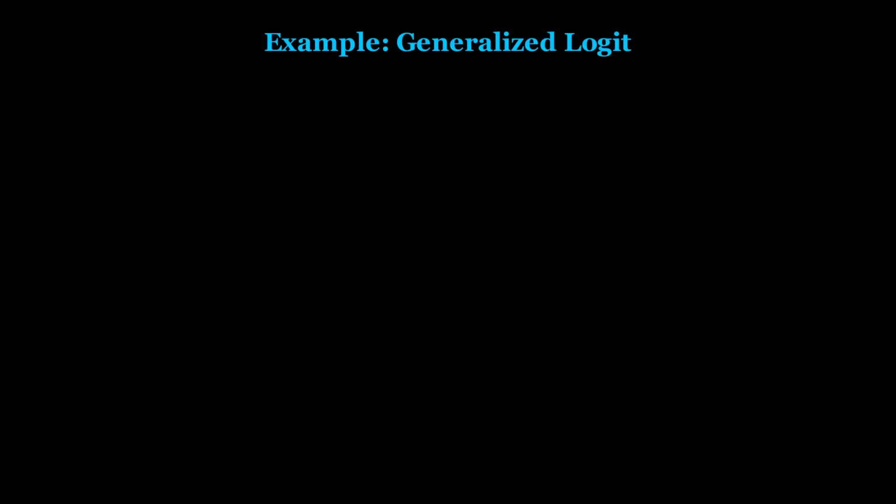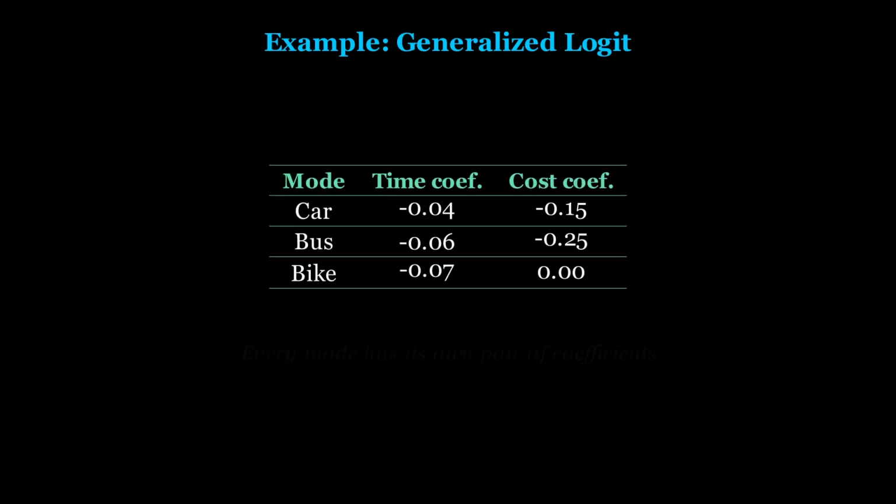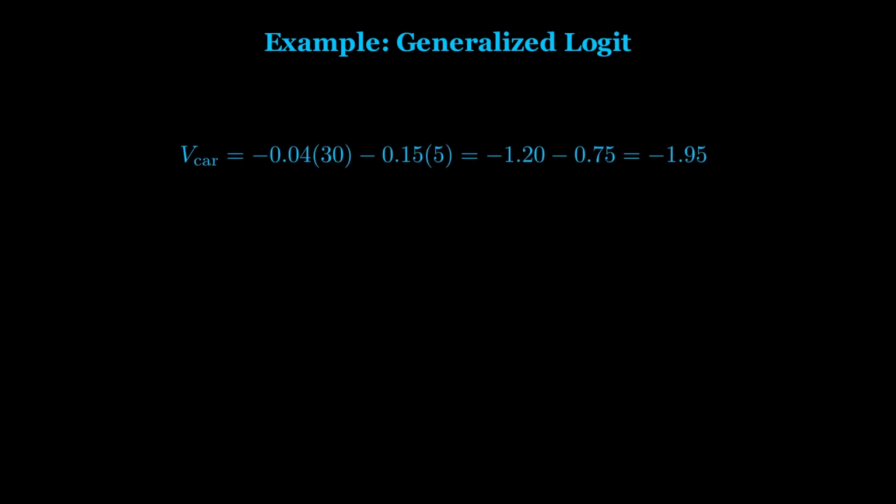Now let's run the same data through the generalized Logit model, where the coefficients are allowed to differ for each alternative. Here, the coefficients for travel time and cost can differ for each alternative. For the car, the time coefficient is negative 0.04, and the cost coefficient is negative 0.15. For the bus, negative 0.06 and negative 0.25. And for the bike, negative 0.07 for time and 0 for cost, since the bike is free anyway. For the car, negative 0.04 times 30 is negative 1.2, and negative 0.15 times 5 is negative 0.75. So Vcar is negative 1.95.